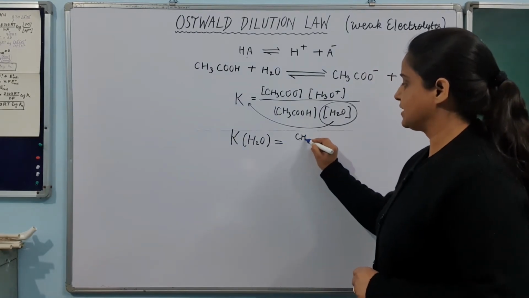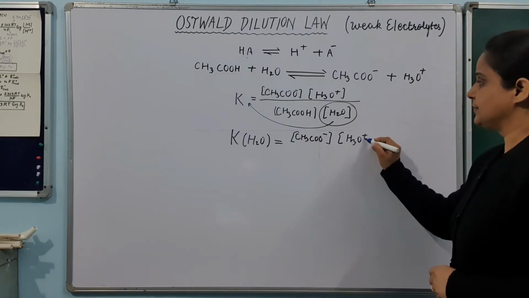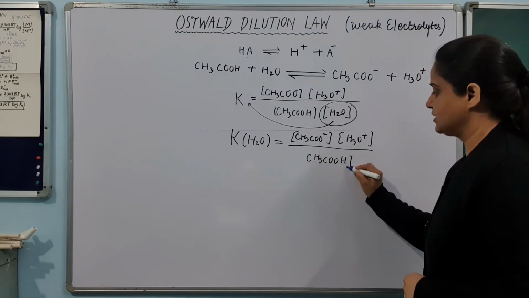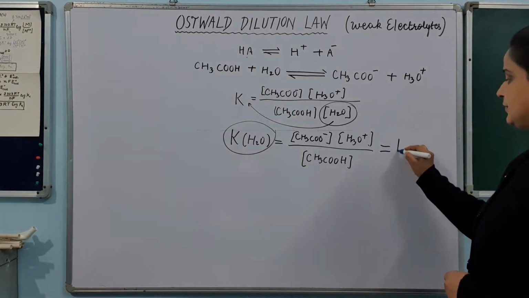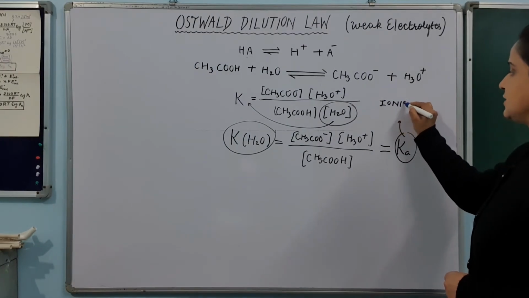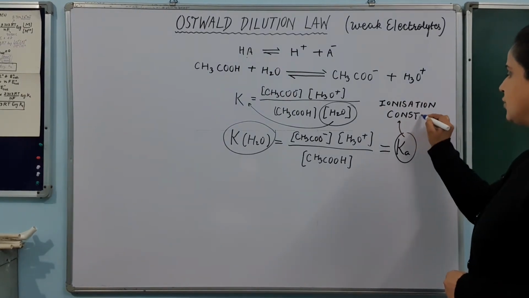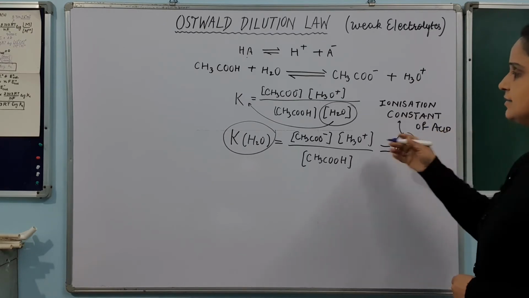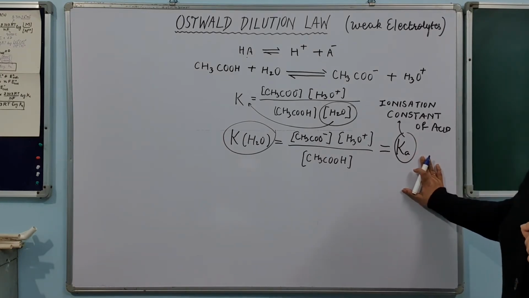Now what is left? CH3COO minus ion, H3O plus ion, and CH3COOH concentration. Now this is replaced by a constant called Ka, and this Ka is called the ionization constant of the acid. Which acid? This acid, whatever you are taking. So this Ka is called the ionization constant of the acid.